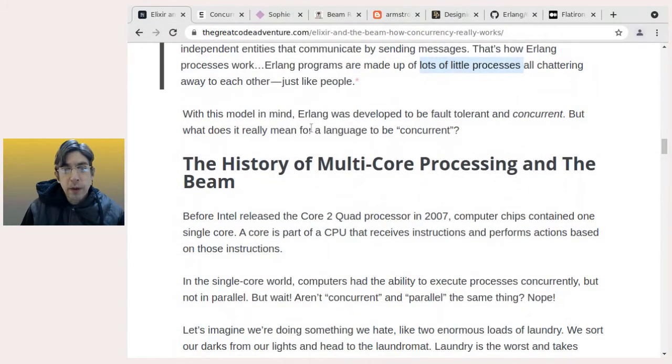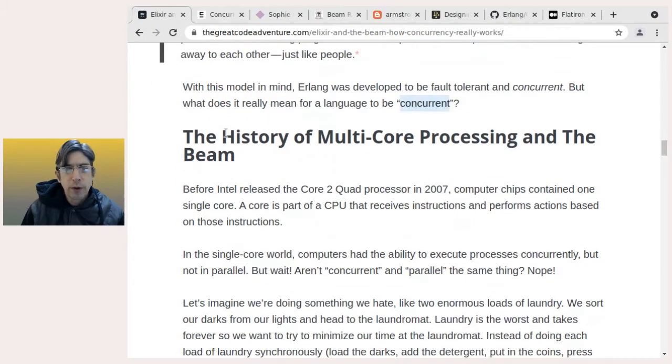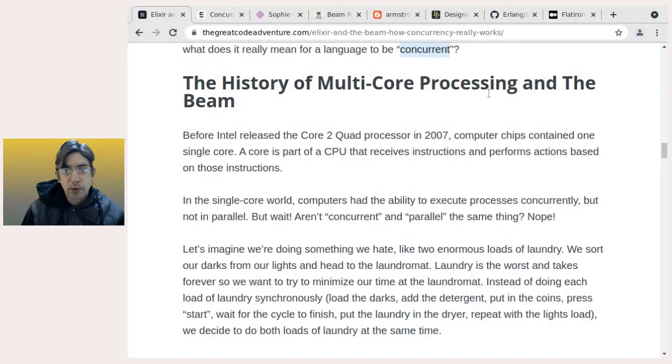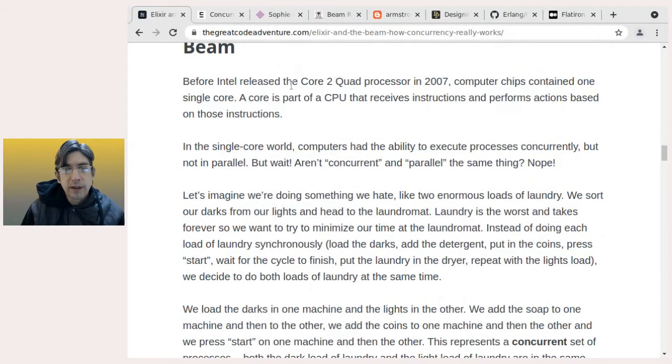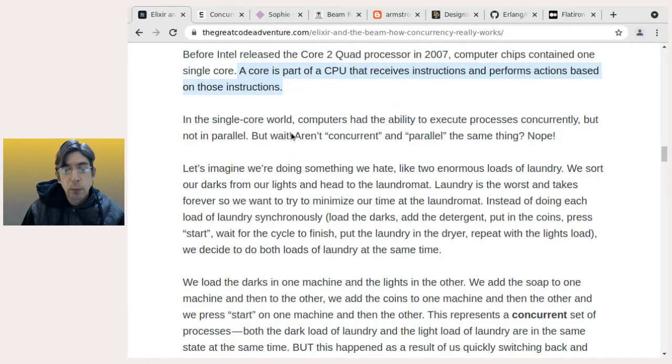With this model in mind, Erlang was developed to be fault-tolerant and concurrent. But what does it really mean for a language to be concurrent? The history of multi-core processing: before Intel released the Core 2 Quad processor in 2007, computer chips contained one single core. A core is a part of a CPU that receives instructions and performs actions based on those instructions. In the single-core world, computers had the ability to execute processes concurrently, but not in parallel.